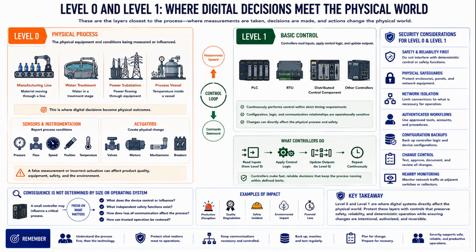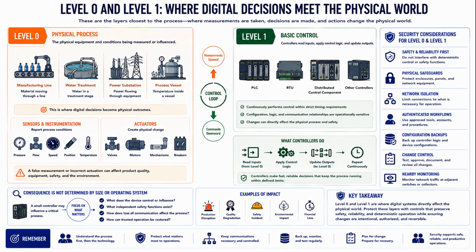Level 0 represents the physical process itself. It includes the equipment and conditions being measured or influenced: material moving through a line, water in a treatment stage, power flowing through a substation, or temperature inside a vessel. This is where digital decisions become physical outcomes. Sensors and instrumentation report process conditions such as pressure, flow, speed, position, and temperature. Actuators create physical change. They open valves, start motors, move mechanisms, or operate breakers. A false measurement or incorrect actuation can affect product quality, equipment, safety, and the environment.